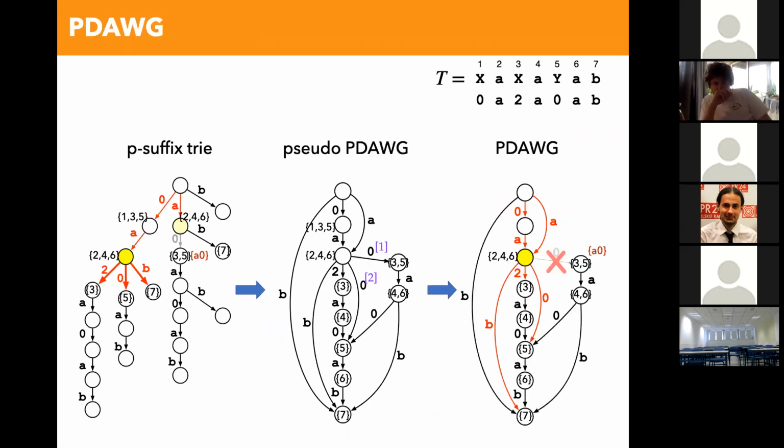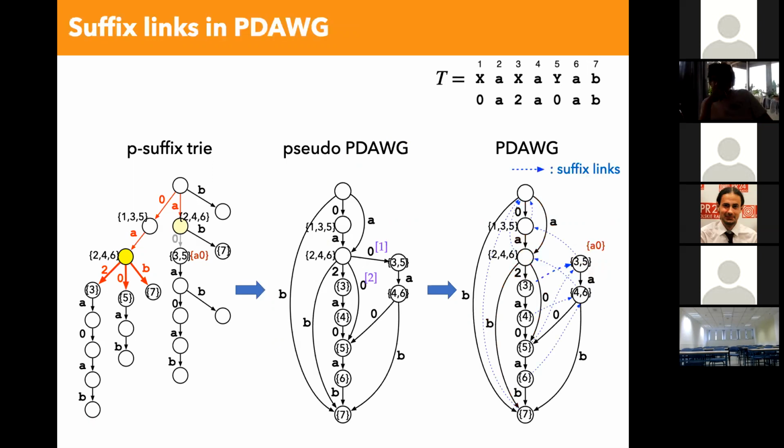Rather, we use only the edges from the nodes with the longest context. I mean, here are 2 nodes with the same set of ending positions, and when merging those 2 nodes, we use only those edges rather than those ones. So the resultant structure looks even odder. Here the node has no incoming edge, because those edges are ignored. But still we want to reach this node by reading a0. Actually, this is achieved by introducing suffix links.